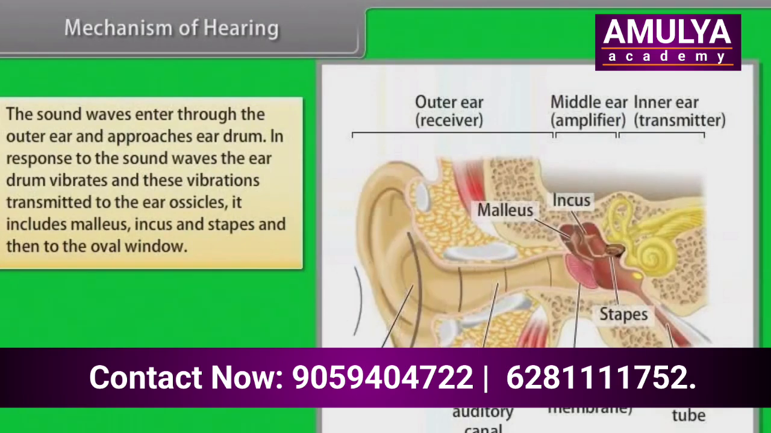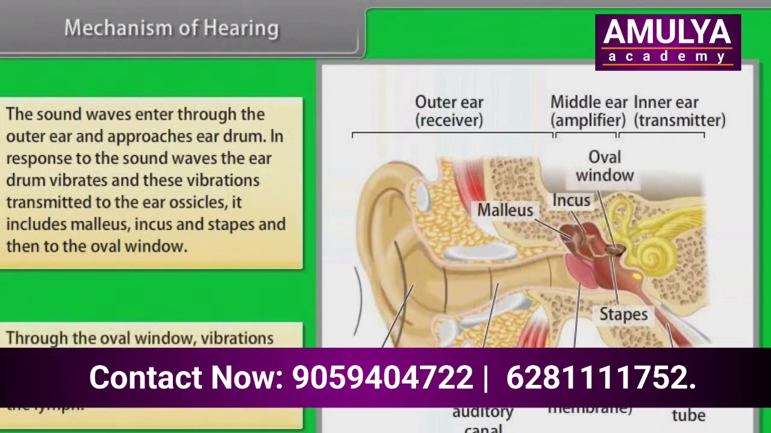Mechanism of hearing. The sound waves enter through the outer ear and approach the eardrum. In response to the sound waves, the eardrum vibrates, and these vibrations are transmitted to the ear ossicles. It includes the malleus, incus, and stapes, and then to the oval window.